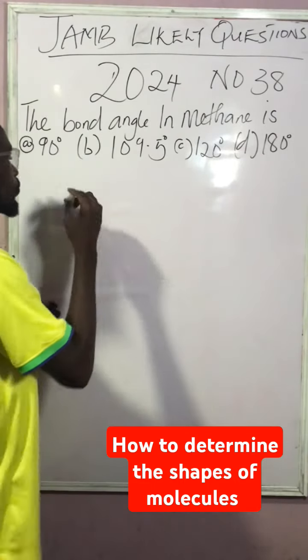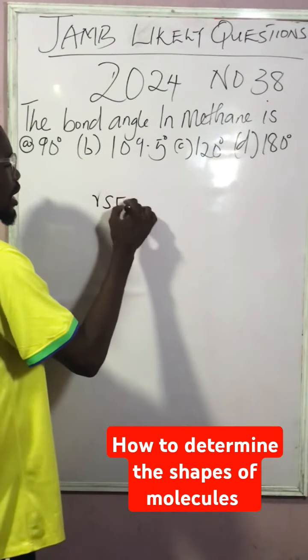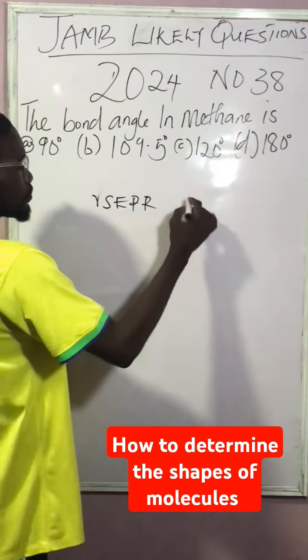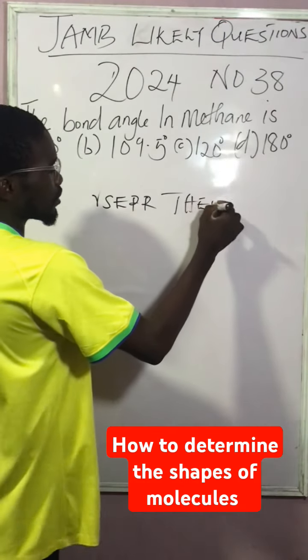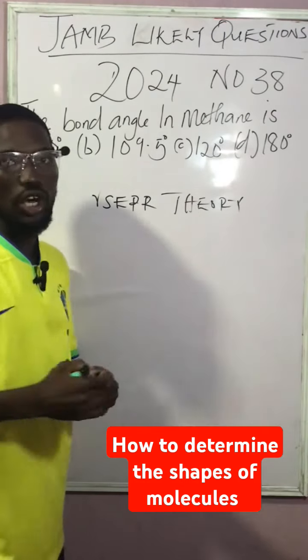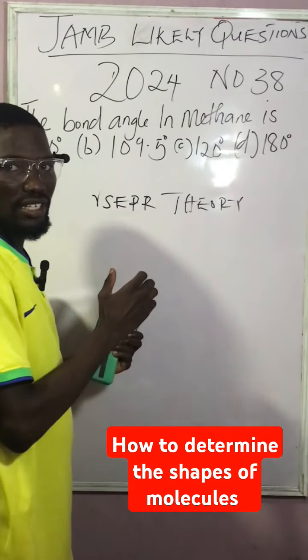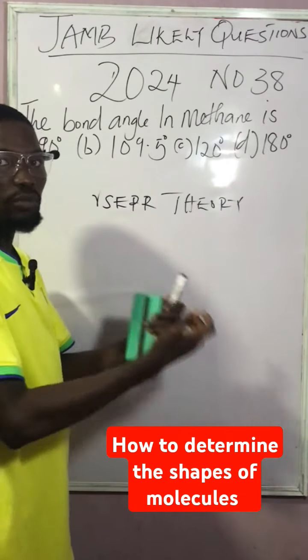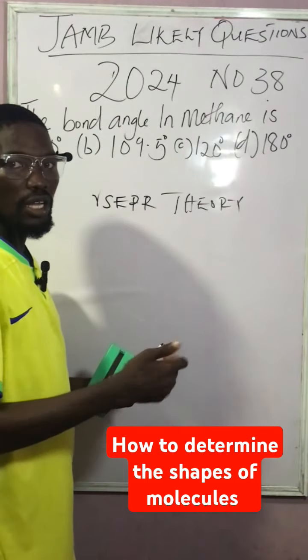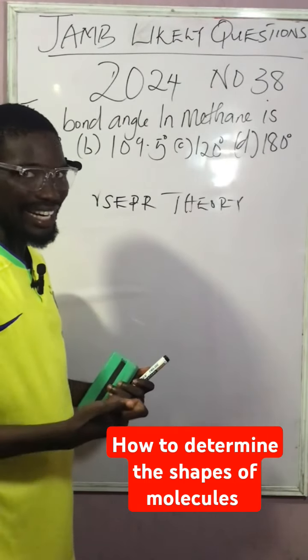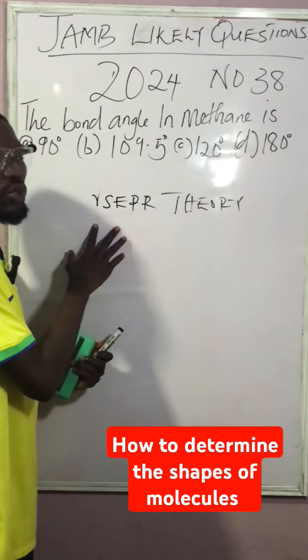There's what we call VSEPR theory. VSEPR theory states that you can easily predict the shapes of molecules and polyatomic molecules or ions. Exactly now. So guys, what does this particular thing mean?